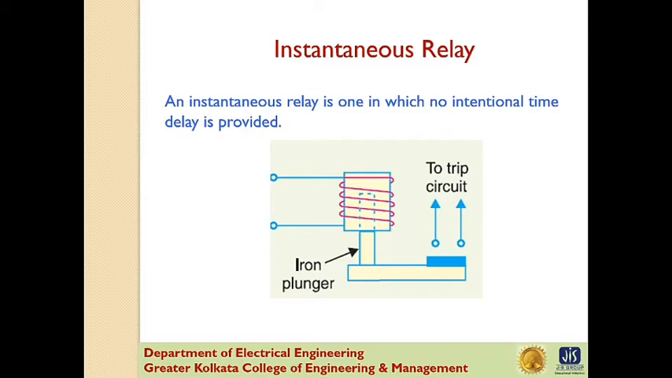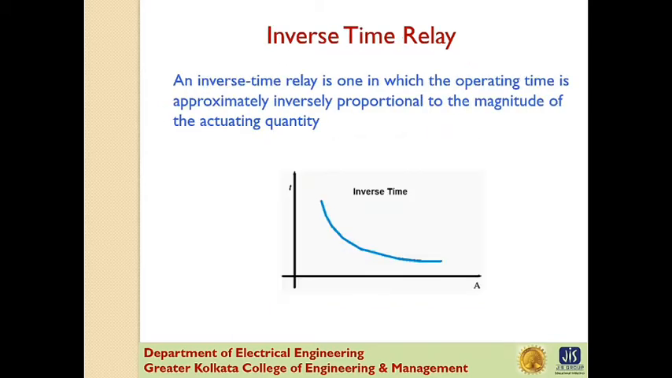Next is the inverse time relay. An inverse time relay is one in which the operating time is approximately inversely proportional to the magnitude of the actuating quantity. This figure shows the time current characteristics of an inverse current relay. At values of current less than pickup, the relay never operates. At higher values, the time of operation of the relay decreases steadily with the increase of current.